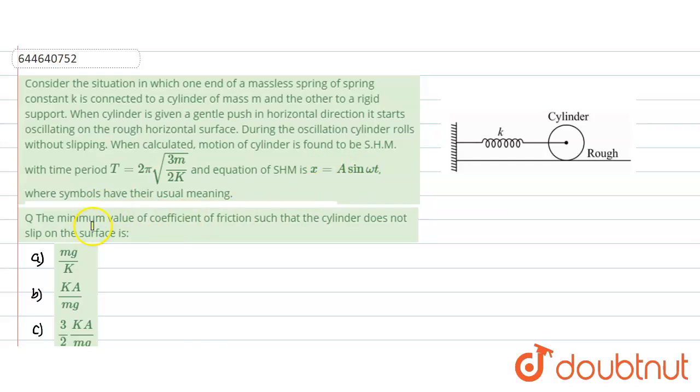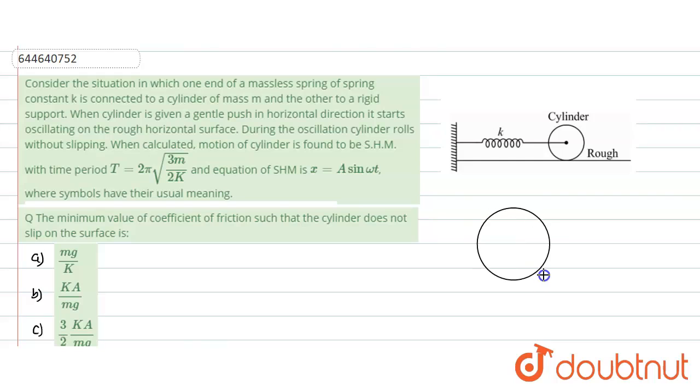Now we need to find the minimum value of the coefficient of friction such that the cylinder does not slip on the surface. We need to find the minimum value of the coefficient of friction. So how can we do this? Basically this is a cylinder, so we just draw a cylinder.